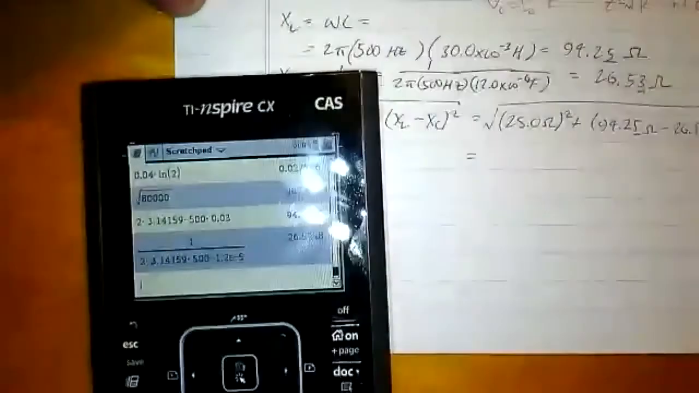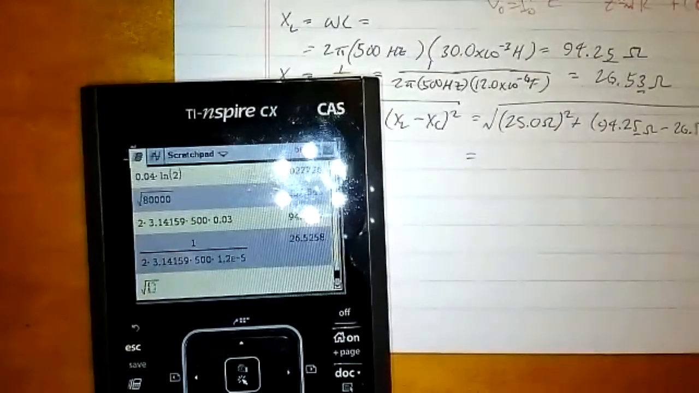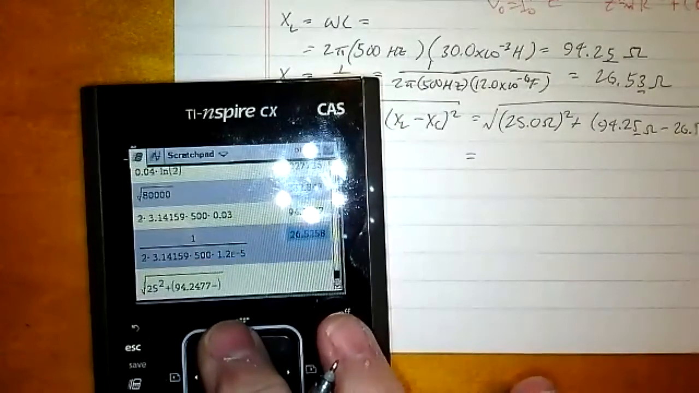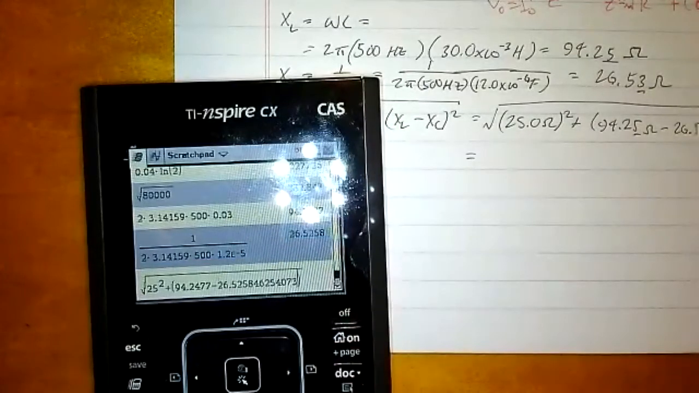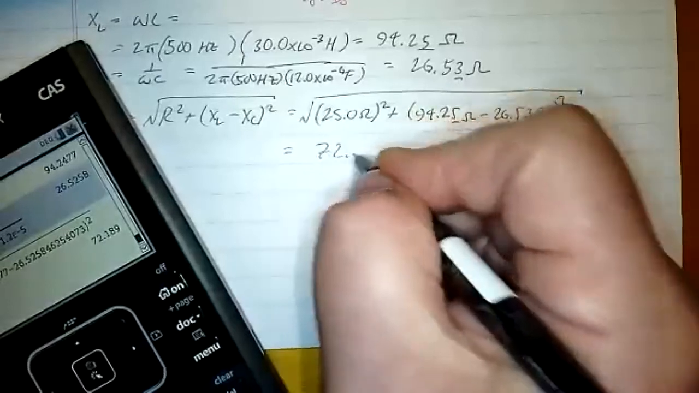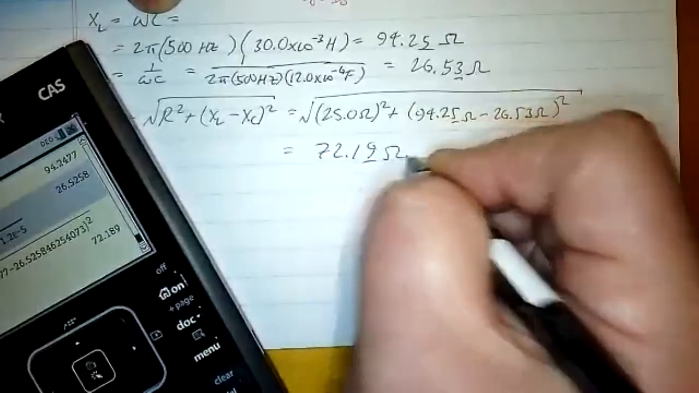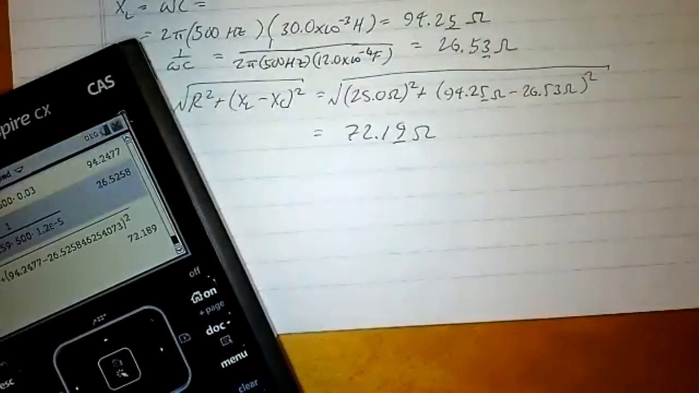First off, I'll say square root of 25 squared plus parentheses, inner minus, this guy 26.528 inner, and I'll square that, and that gives me 72.19 ohms. Okay.